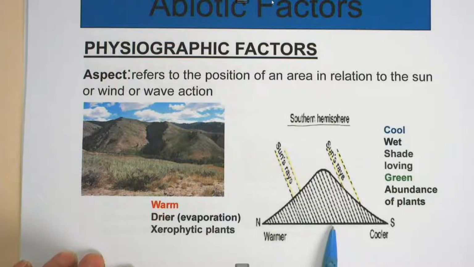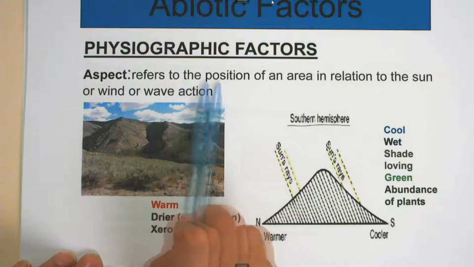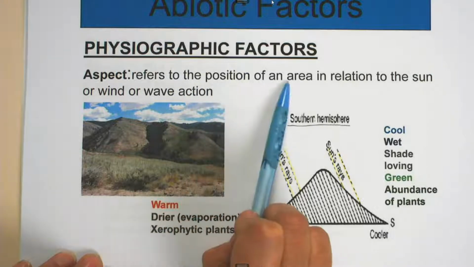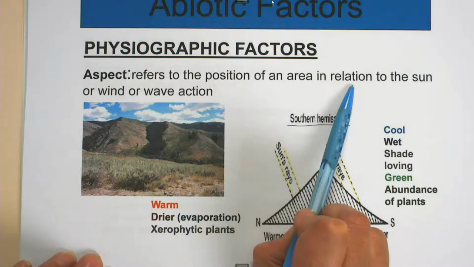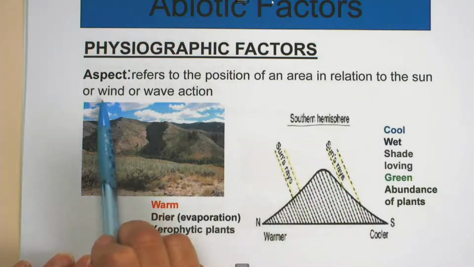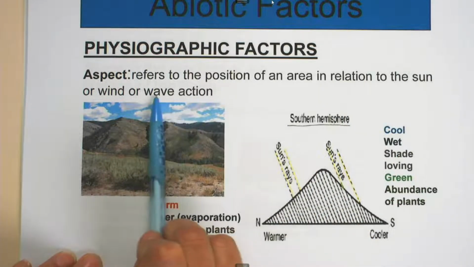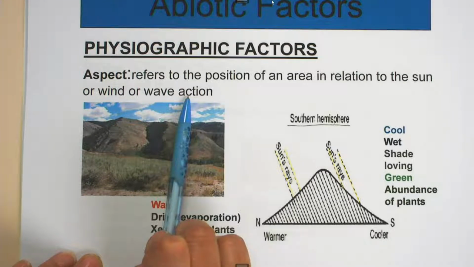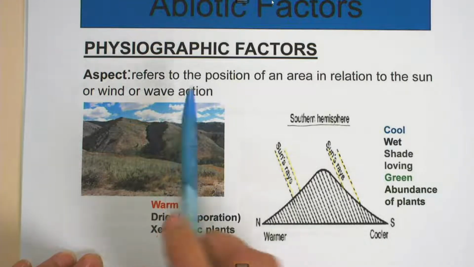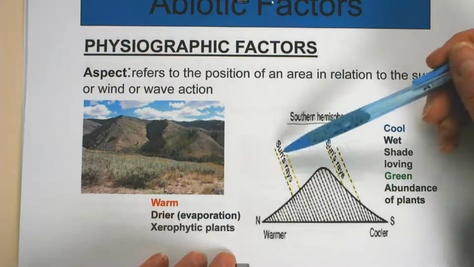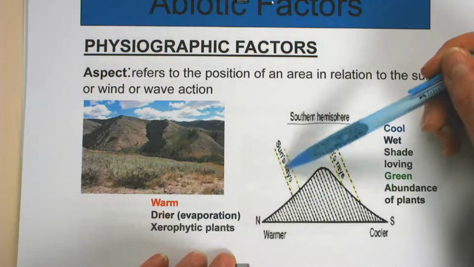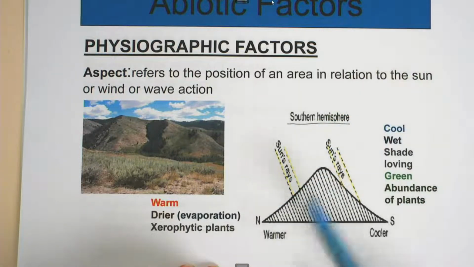Okay. Now, what is aspect? First of all, it refers to the position of an area in relation to the sun or the wind or to wave action. That is now when it's at the seaside. All right. Now let's talk about the sun rays here. Now the sun rays are coming in here at an angle. And here we have a mountain or a hill.